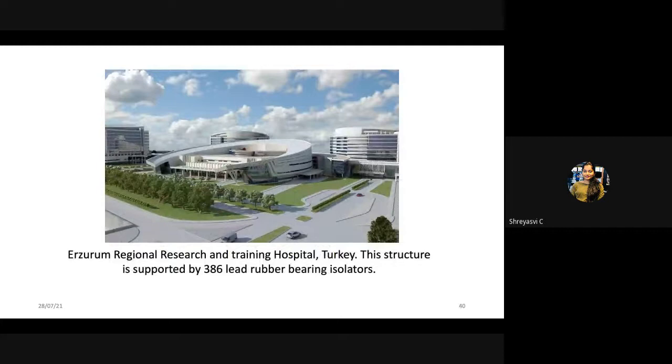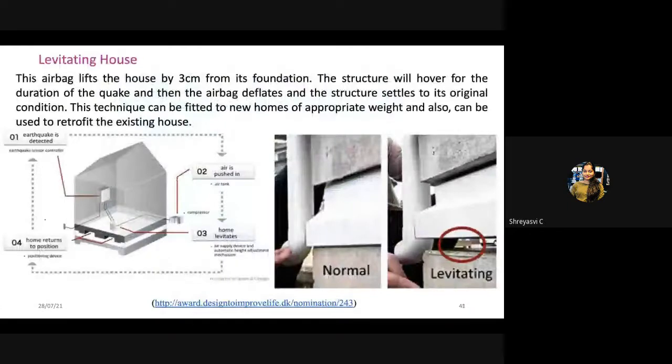Similarly, there are other examples outside of India as well. This is a research and training hospital, and they have used lead rubber bearing isolators, and around 386 of them have been used. And this is another technology which is mostly in Japan as of now. Maybe in the future it would come, but there are certain drawbacks of this one.